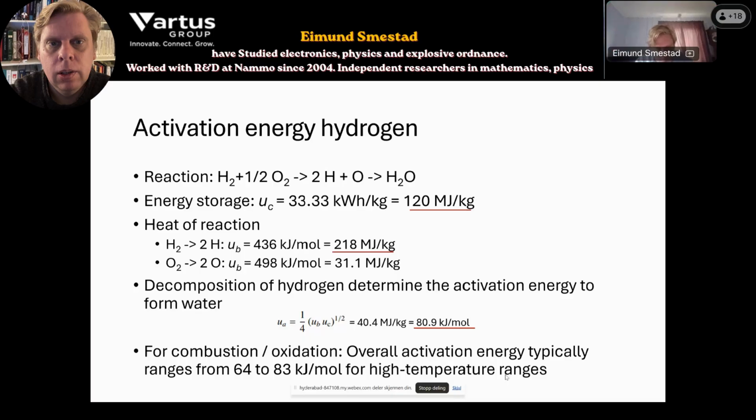That means that the decomposition of hydrogen determines the activation energy to form water. Plugging this into the expression for activation energy from the previous slide yields 80.9 kilojoules per mole. For combustion or oxidation, overall activation energy typically ranges from 64 to 83 kilojoules per mole for high temperatures, so it fits well.